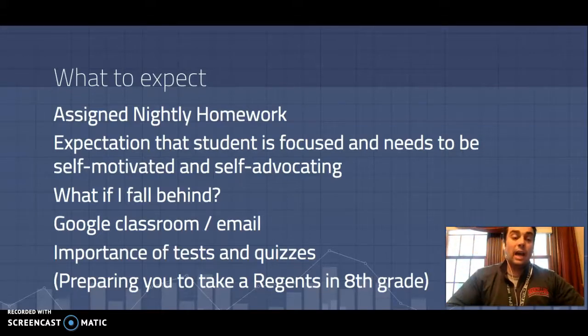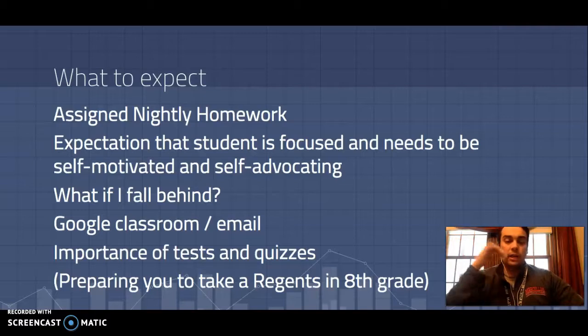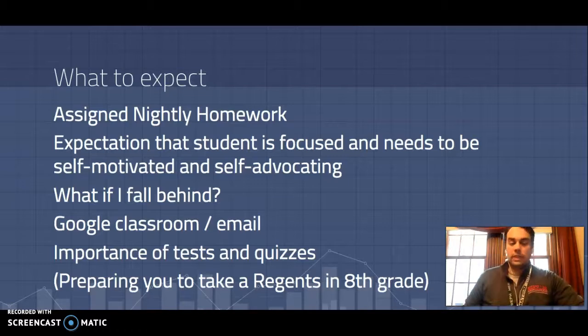There is a high importance of tests and quizzes. Our grading policy in 7 and 8 moving forward really puts tests and quizzes at a higher level, especially for advanced classes. And the reason for that is that we're preparing you to take a Regents in 8th grade. We want to make sure that you understand how to study for a test. We want to make sure that you understand how to take distractors out from your own brain or the classroom and really focus on what you're trying to work on when you are taking a test. So the tests and quizzes might be a little elevated of a percentage compared to what they have been in previous years.